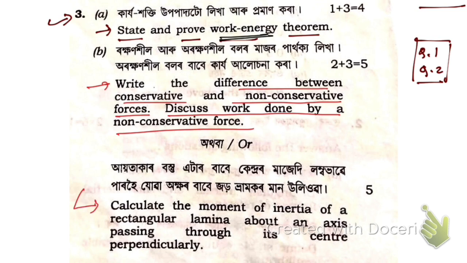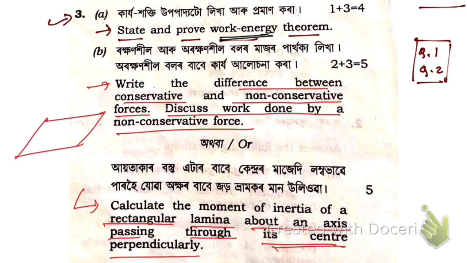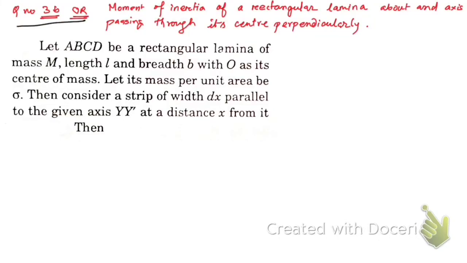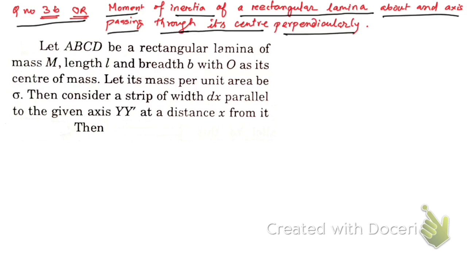Now question number 3b, or there is one more question. Calculate the moment of inertia of a rectangular lamina about an axis passing through its center perpendicularly. So we have a rectangular lamina, and an axis passing through its center which is perpendicular to this plane, right? So now let me show you. Here we need to find the moment of inertia of a rectangular lamina about an axis passing through its center perpendicularly.